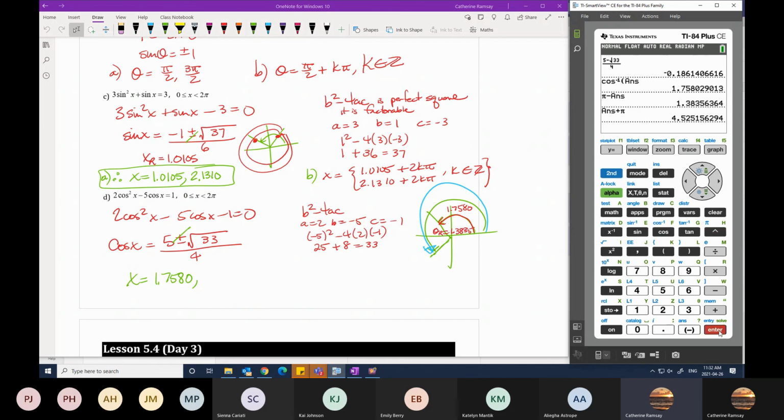So you have to try to make it so that you can clearly figure out how to get these answers. So 4.5251. So there is my A answer. Again, there's no way you could put this together. So my B answer is going to be the general solution, which is going to be 1.7580 plus every revolution, 2k pi, and then 4.5251 plus every revolution, where k is an element of the integers.